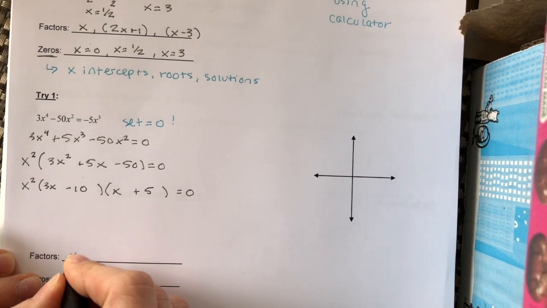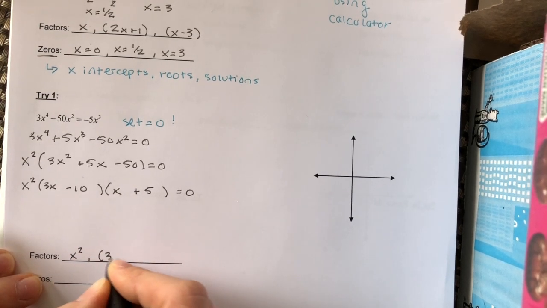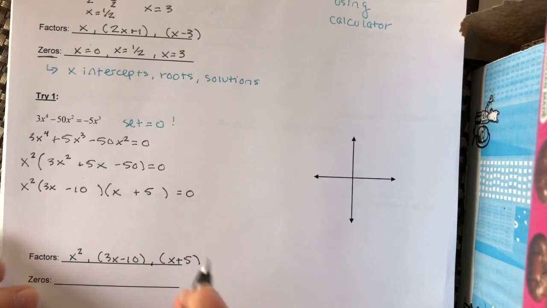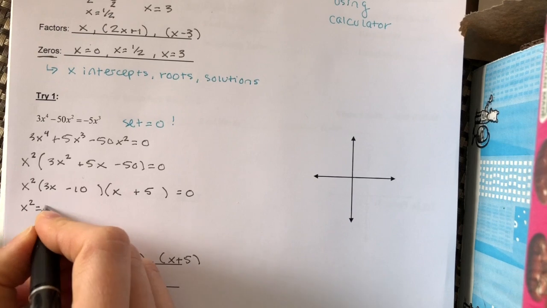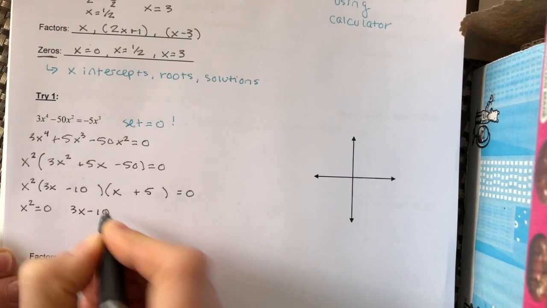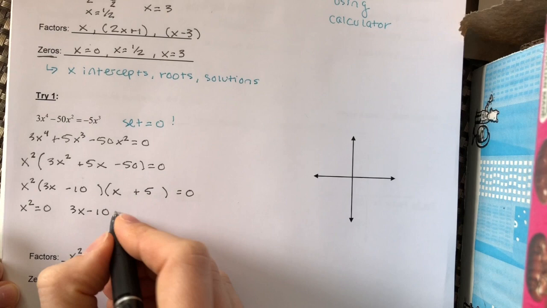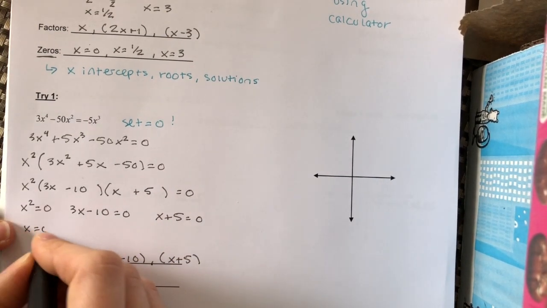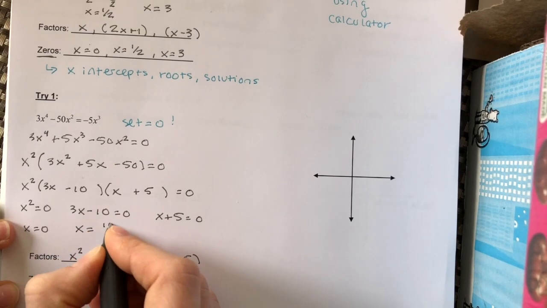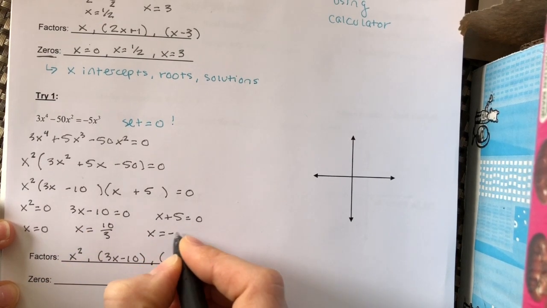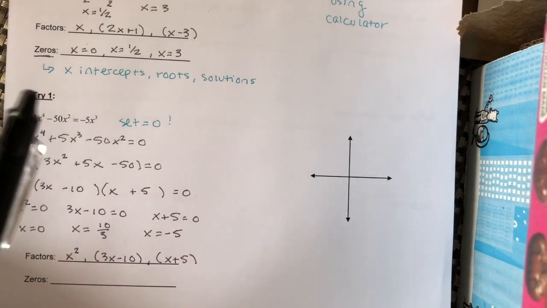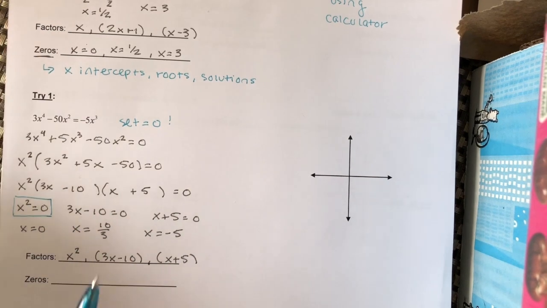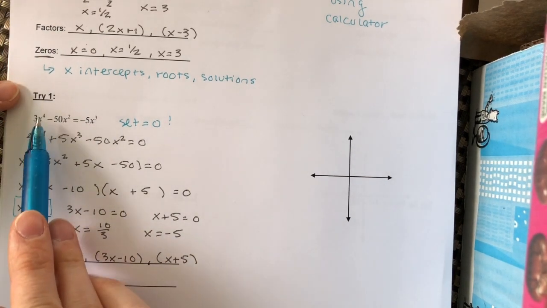So my factors are x squared, 3x minus 10, and x plus 5, okay? I take each of those and I set it equal to 0 to get my zeros, okay? Okay, and I'm getting x equals 0, x equals 10 thirds, and x equals negative 5. Now there's something really special about this one, okay? The first thing I notice is that the degree of this polynomial is 4.